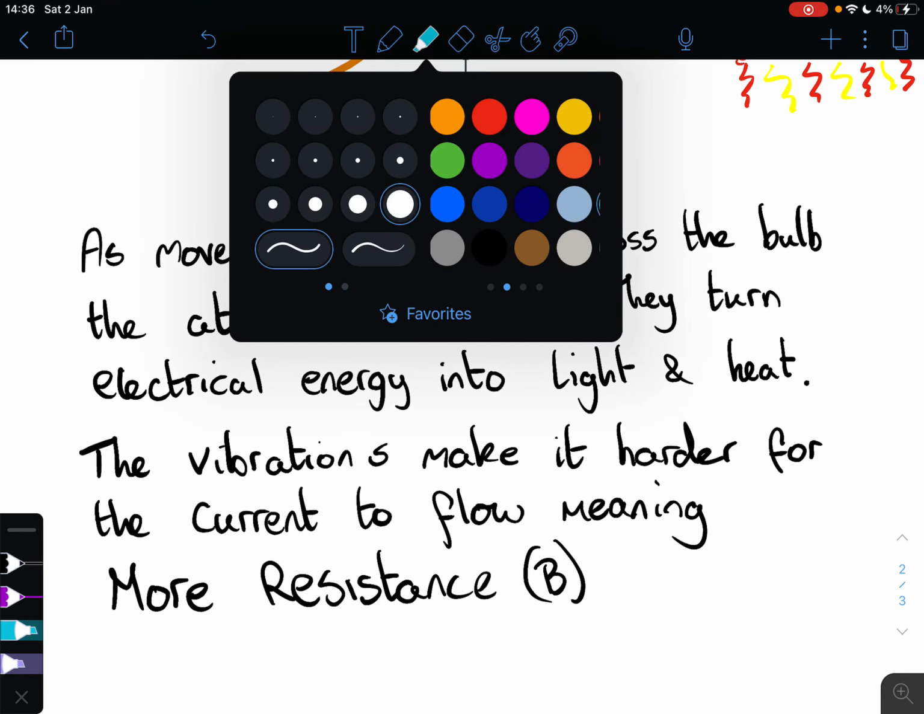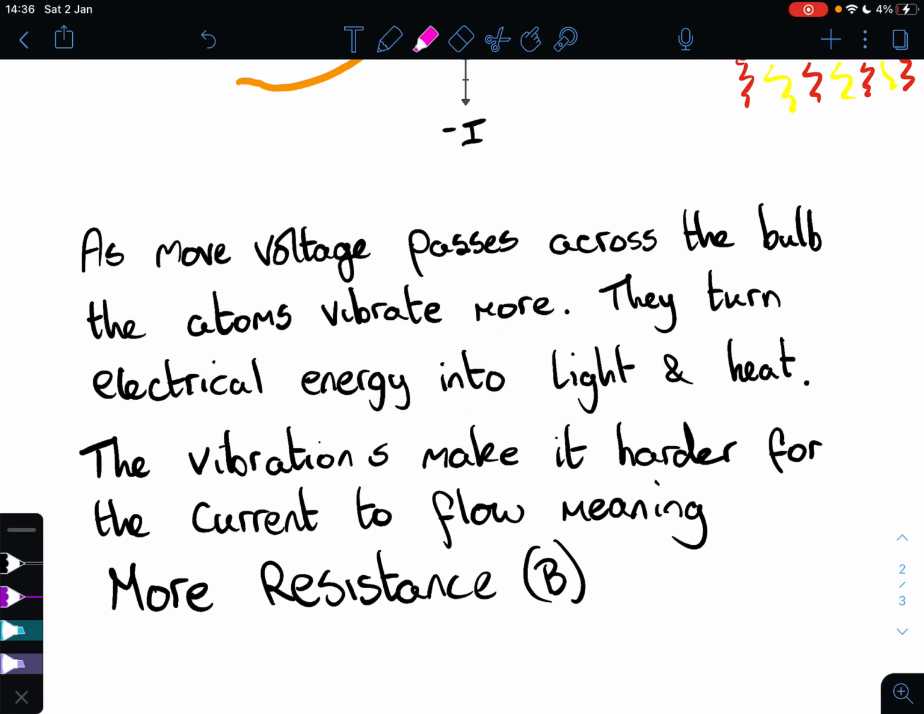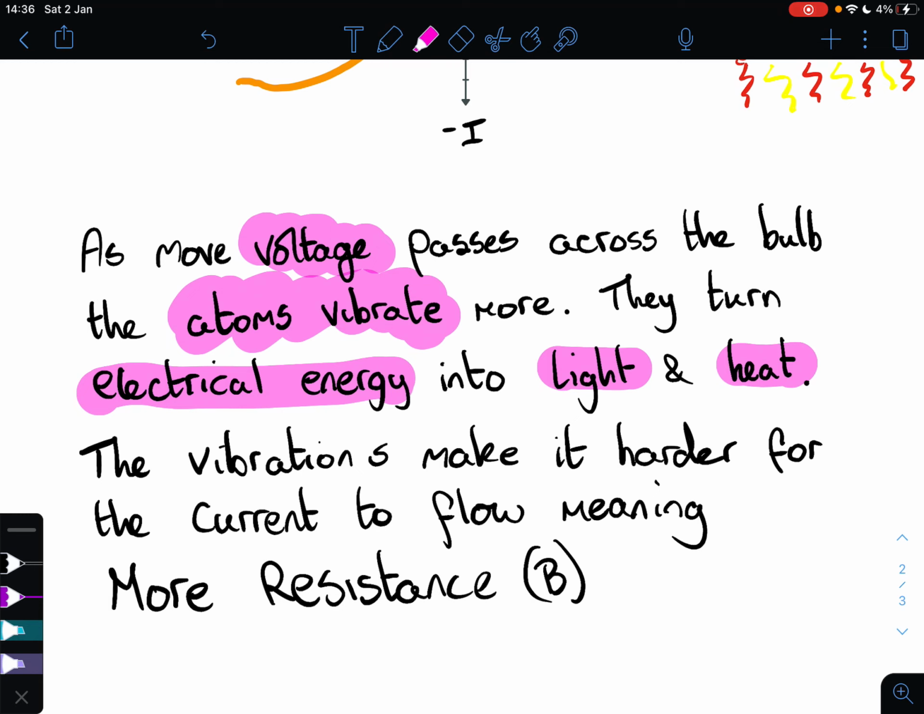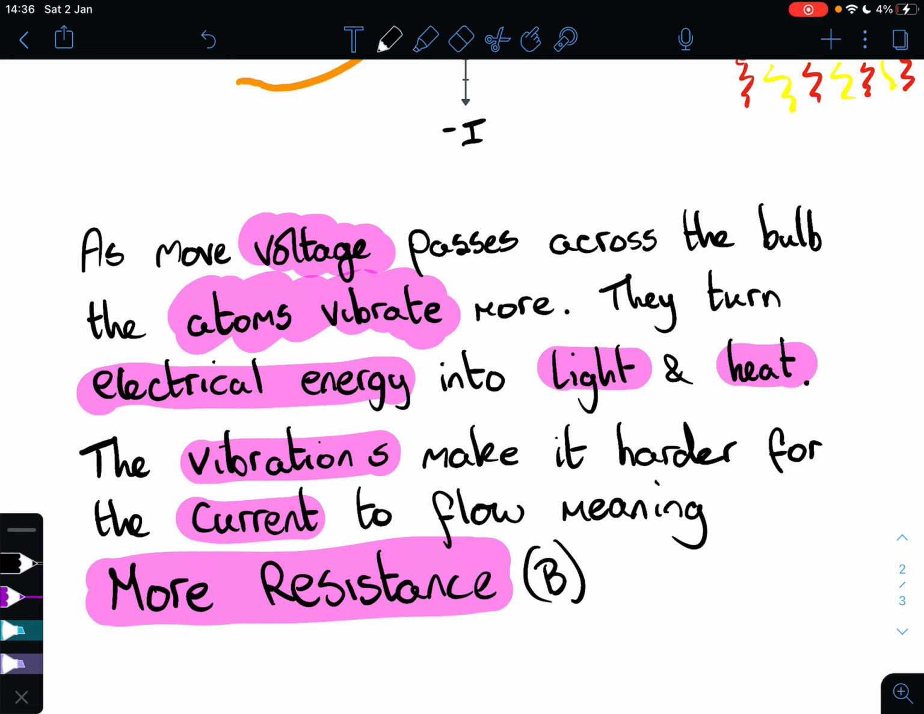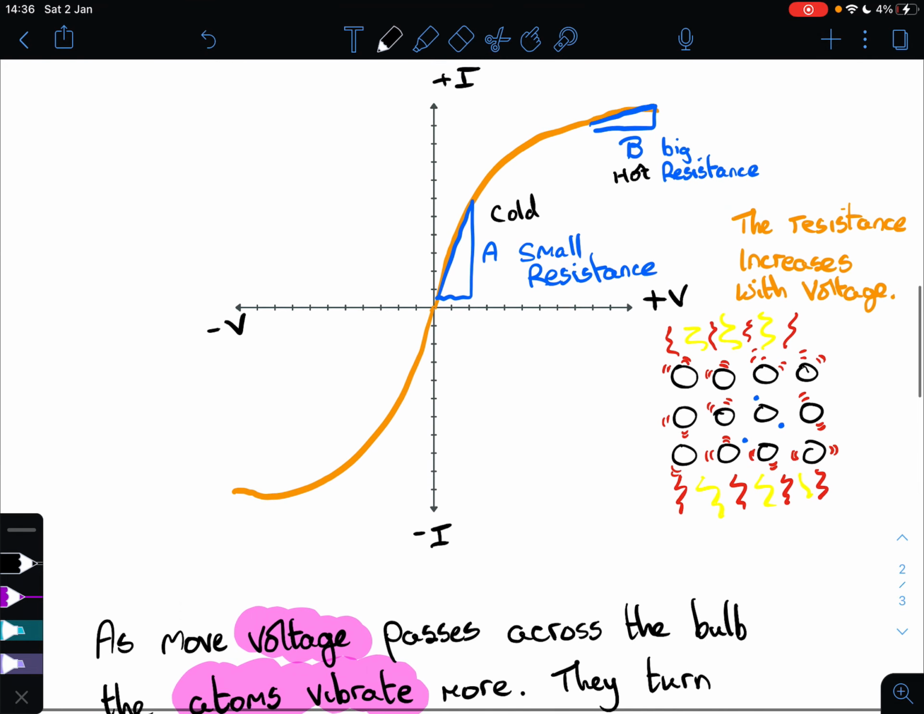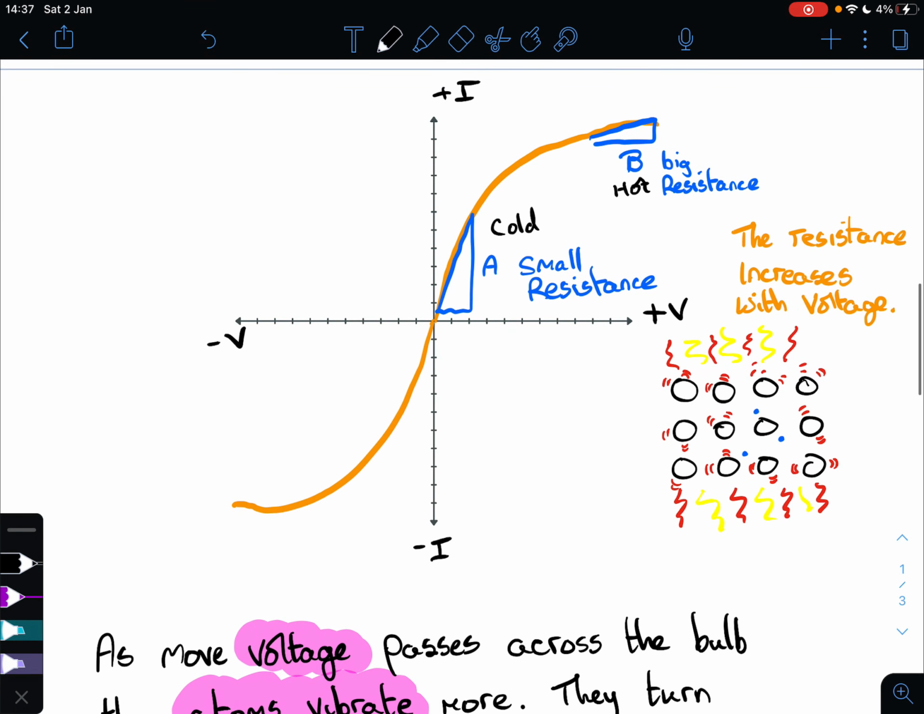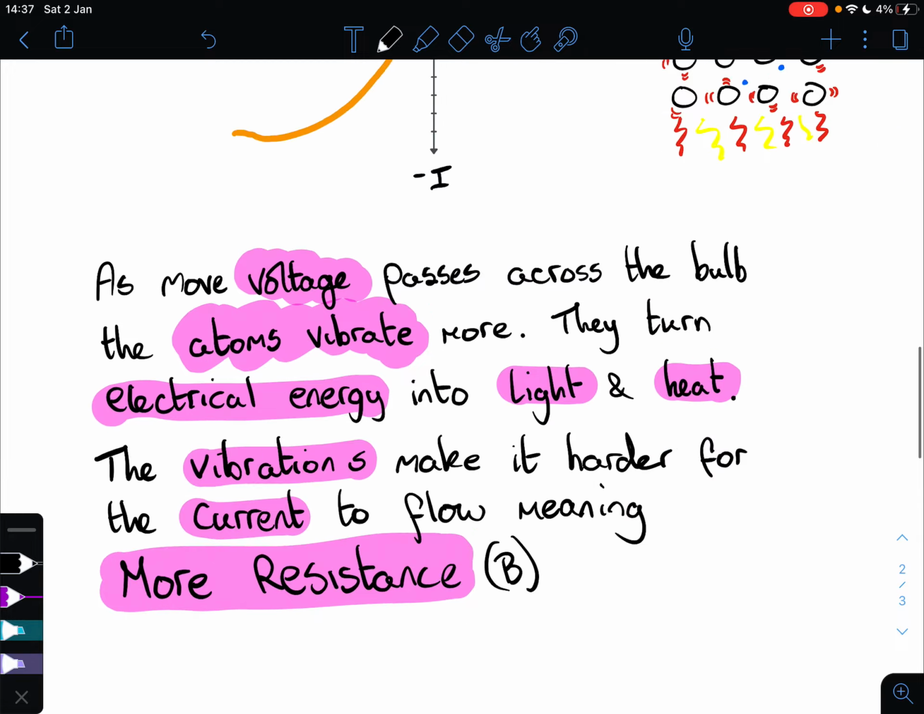Okay, keywords there are definitely atoms vibrating because of the voltage, the electrical energy being changed into light and heat, the vibrations of the atoms making it harder for the current to flow, and that means, and there's the answer to it, more resistance. And that's why light bulbs light up, but they also then have massive resistance. Hopefully you're still with me. Remember, you can pause at any point, have a break, come back to it. Last one, shouldn't take too long, this one.